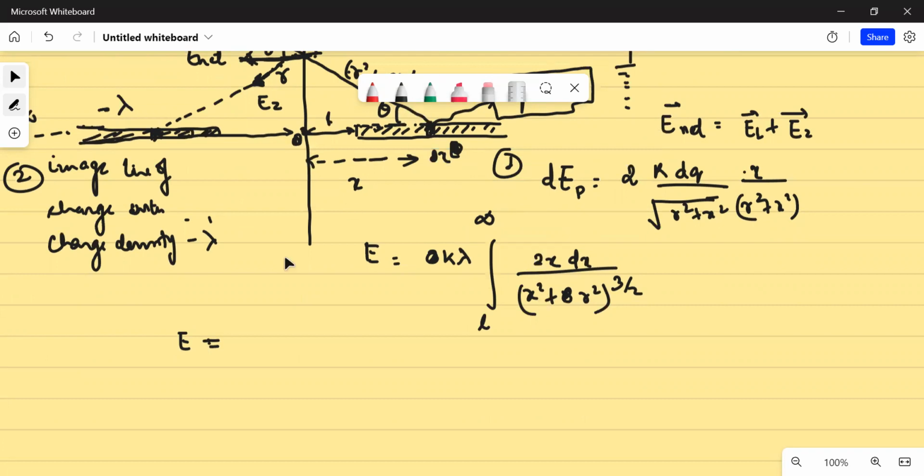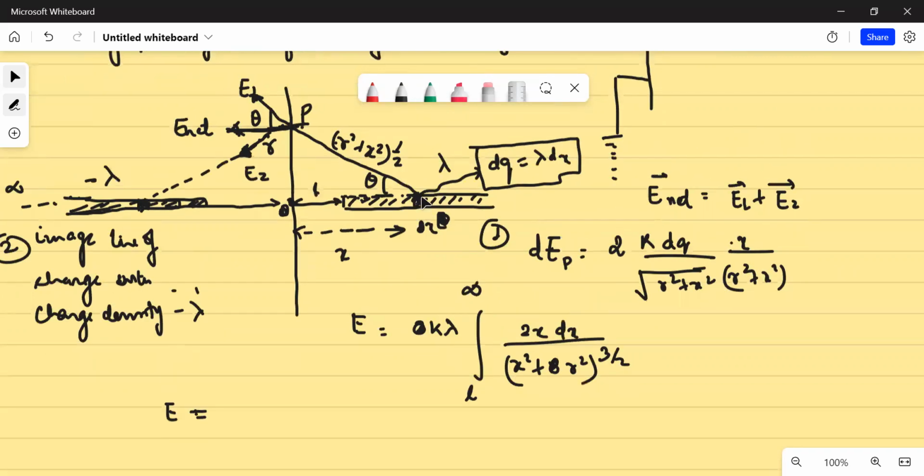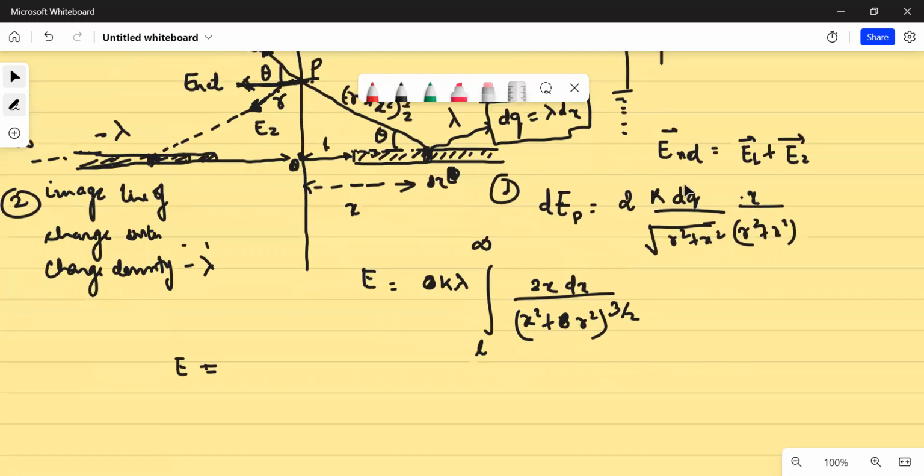Okay. And 2, because if this is the dq, and if you want to find the electric field due to this dq because of the image line of charge, another symmetrically placed dq would also contribute in such a way that the net electric field would be in this direction. It will be 2E cos theta. Is that clear? So that's why I've taken 2 here.